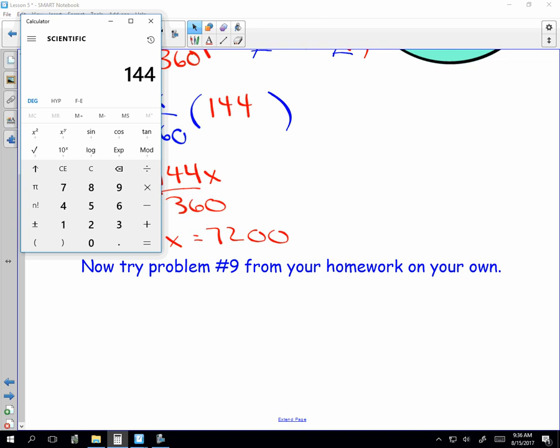Okay, so we had 360 times 20. That's how we finish that piece out, divided by our 144. And that gives us 50 for x. So x equals 50 degrees.